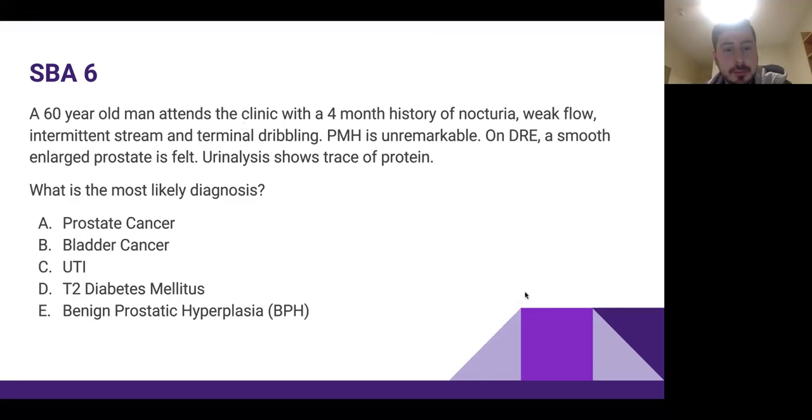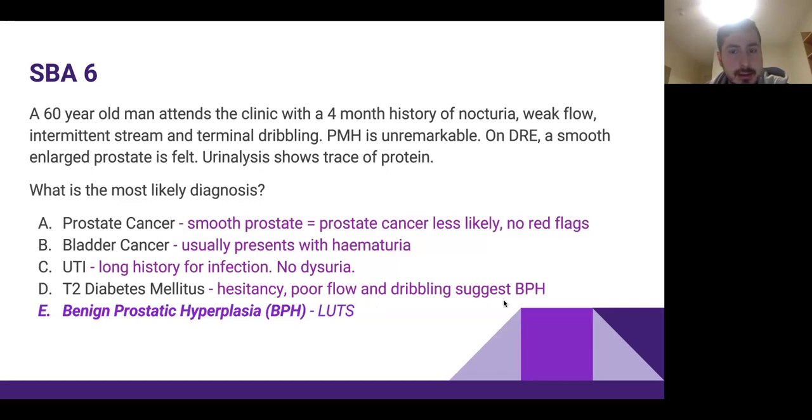So the correct answer is indeed BPH. And just the reason for this is because we have a 60-year-old man. He's waking up at night to pass urine. He has a weak flow. He has intermittent stream and some dribbling. And when you do a rectal examination, you notice a smooth enlarged prostate. So this smooth enlarged prostate is typical of a benign prostatic hyperplasia, and the various lower urinary tract symptoms he's describing also is the common presenting complaint of BPH.